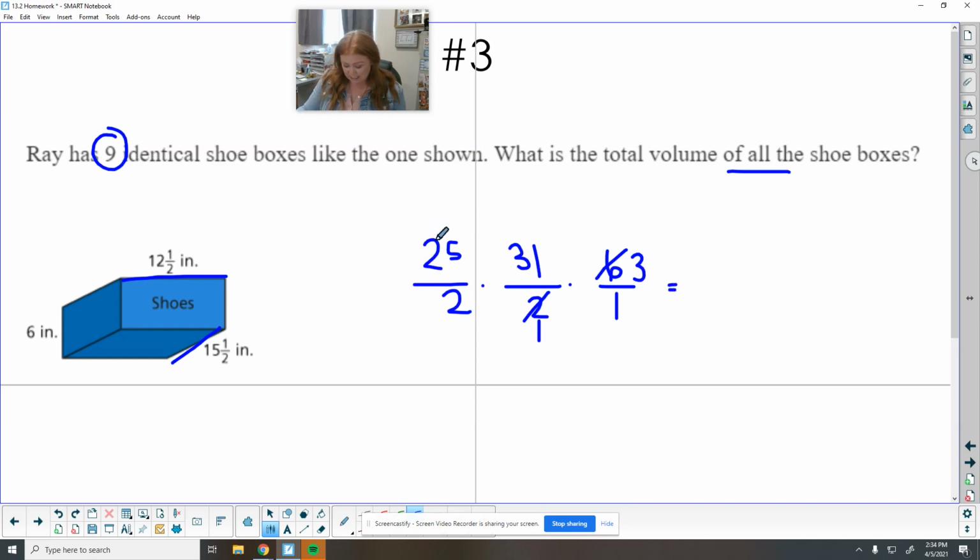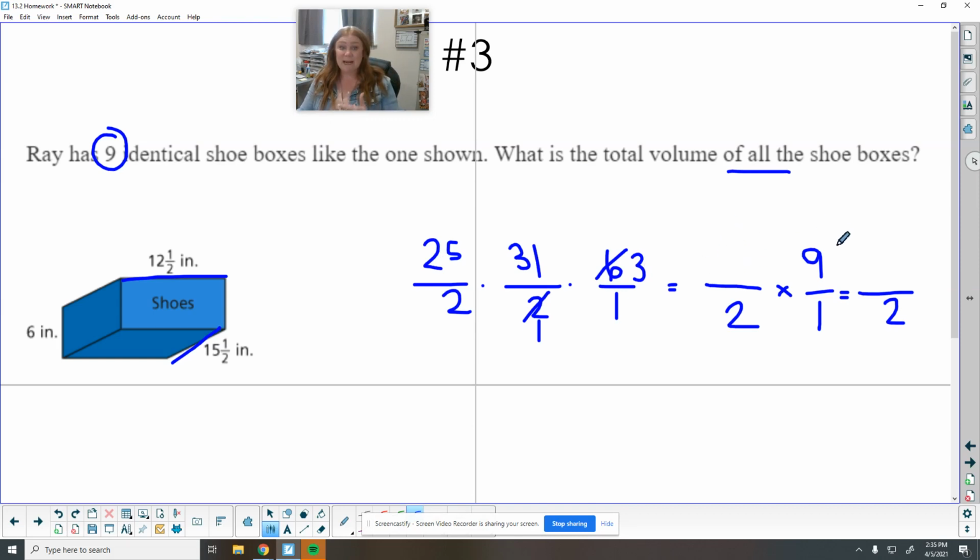So we're taking 25 times 31 times 3. And then 2 times 1 times 1 is 2. So once I have this number here, then I'm going to times that by 9. So my denominator is still 2. So 25 times 31 times 3 will go here.